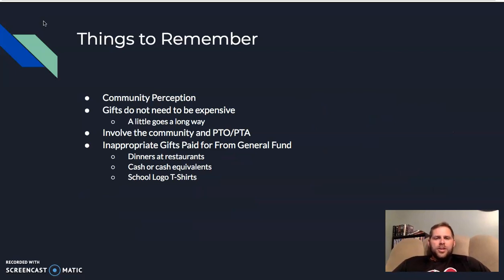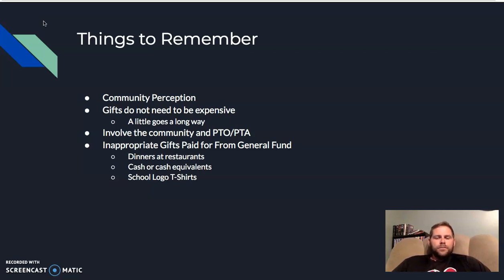Just a couple things to remember, coming back to that community perception. Gifts do not need to be expensive. A little bit goes a long way. People just want to be recognized. Involve the community in PTO/PTA groups. These groups will serve as fundraising organizations on their own sometimes.